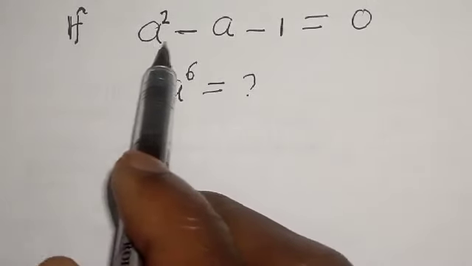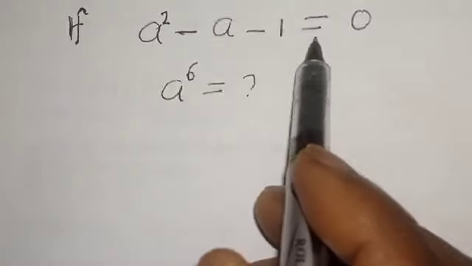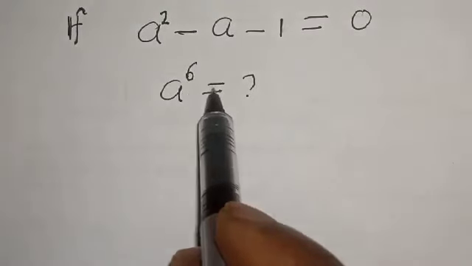If a squared minus a minus 1 is equal to 0, a raised to power 6 is equal to what?